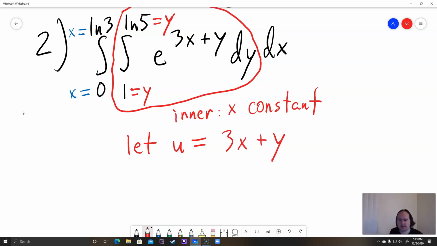Okay. And then if we find du dy, that's going to give us, well, the derivative of 3x, because x is constant, is going to be 0. And then the derivative of y is 1. Okay? So if we multiply both sides by dy, this gives us du equals dy.